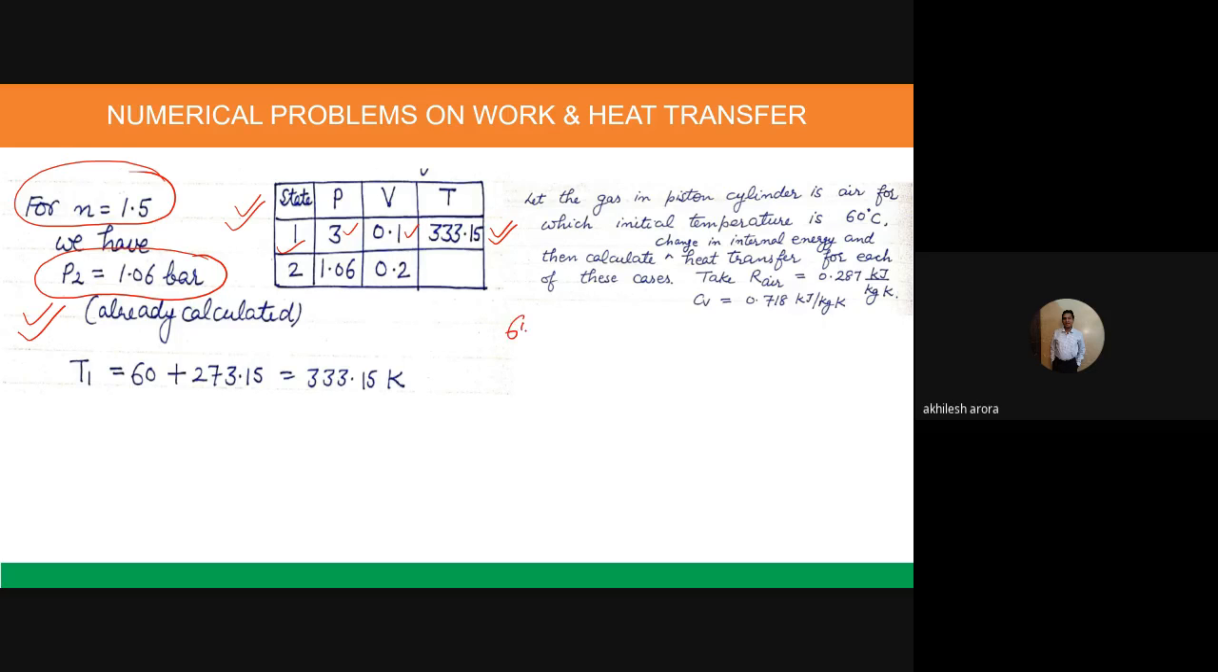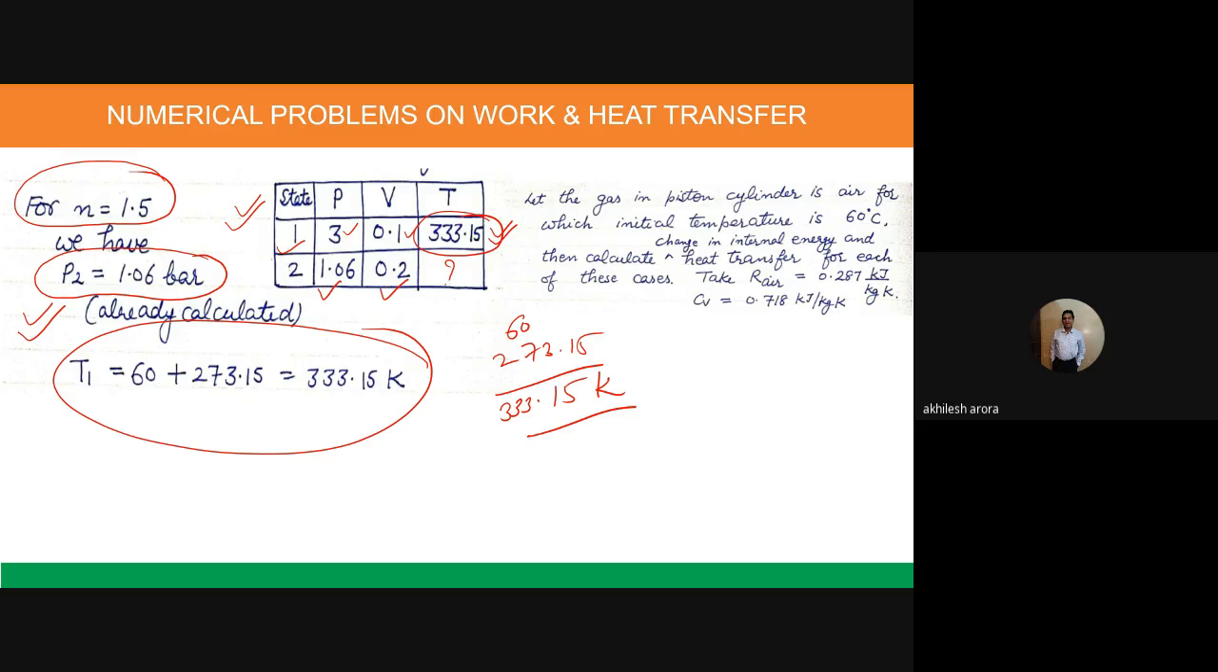So pressure is 3 bar at state point 1, volume is 0.1, and the temperature is 60 plus 273.15, I will get 333.15 Kelvin. So this is the value of temperature T1, whereas the temperature T2 is unknown. Pressure P2 is 1.06, volume V2 is 0.2. So this is known to me.